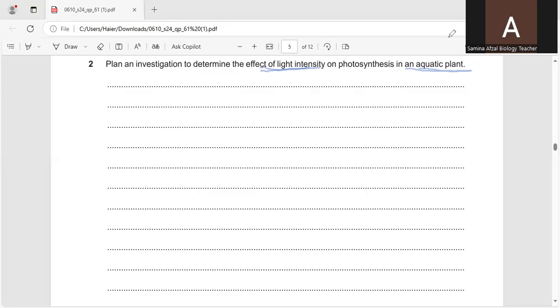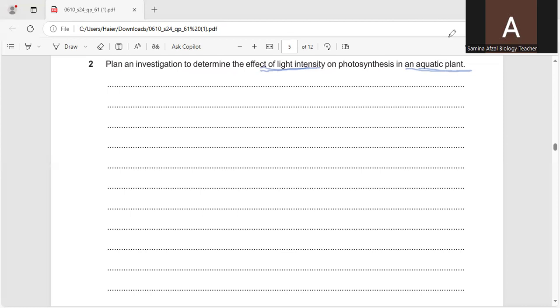So in this way, you can calculate the effect of light intensity on photosynthesis, and then you can also repeat this experiment again and again to find out accurate results. In this way you can also remove those results which are different due to some errors. So in this way you can plan an investigation. I would like to write all this in this form.